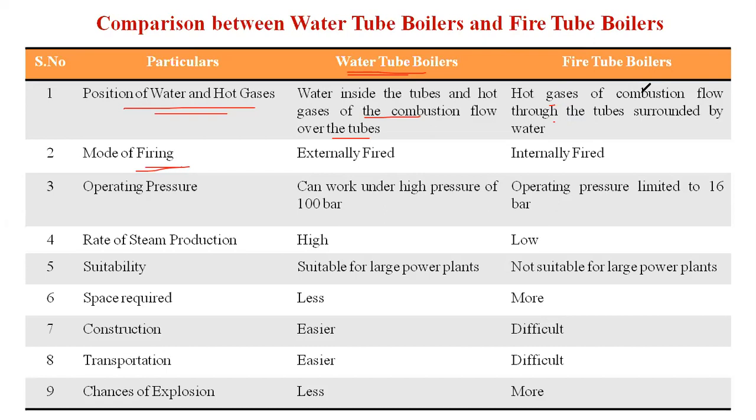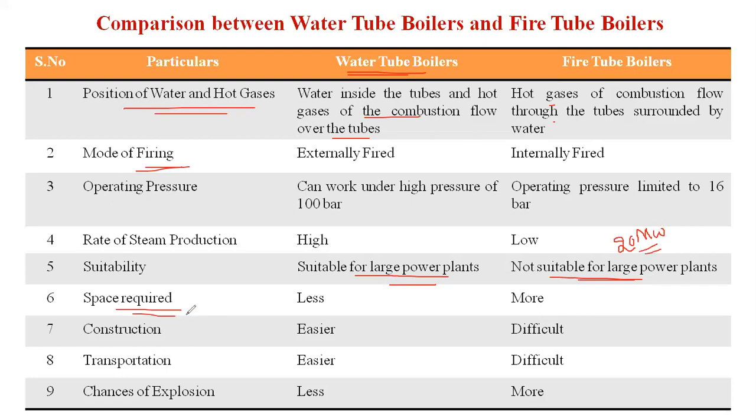Another one is suitability. Generally the water tube boiler is suitable for large power plants because the temperature is maintained from 250 degrees centigrade to 500 degrees centigrade. But the fire tube boiler is not suitable for large power plants because here we are generating only 20 megawatts.